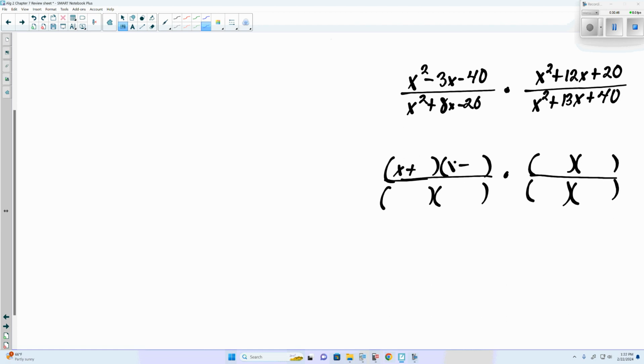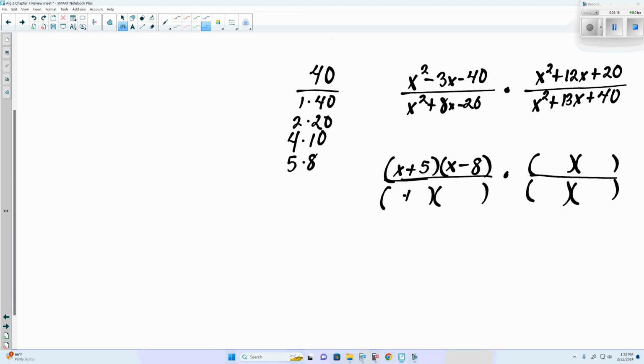Factors of x squared are x and x. Factors of 40: 1 and 40, 2 and 20, 4 and 10, 5 and 8. For time's sake, I'm going to tell you it is 5 and 8. Now the denominator, x squared plus 8x minus 20.